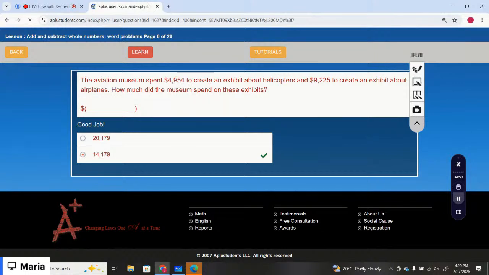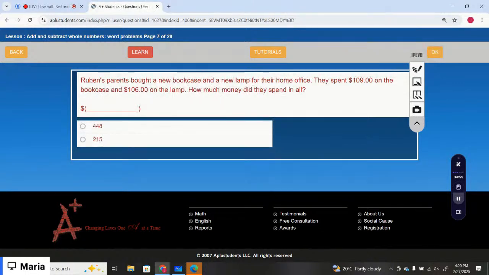Robin's parents bought a new bookcase and a new lamp for their home office. They spent $109 on the bookcase and $106 on the lamp. How much money did they spend in all?